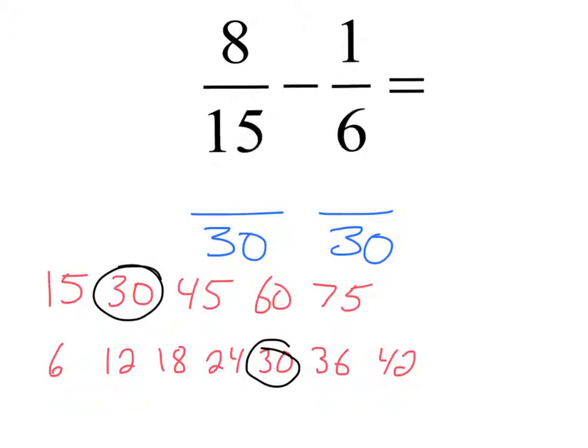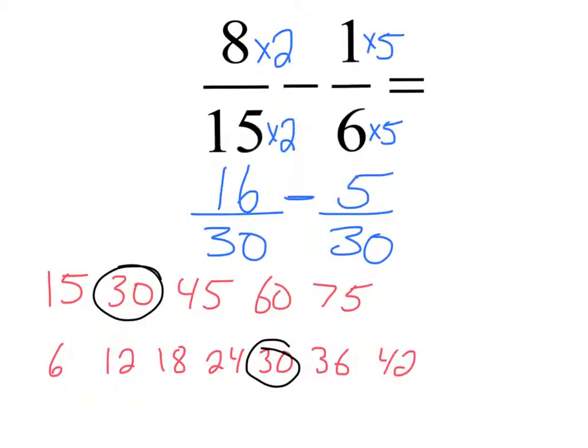Now I need to rewrite the numerators to go with it. Remember, the numerator has to change the same as the denominator in order for it to still be the same fraction, still equal to the same amount. To get from 15 to 30, I multiply times 2, so I do the same thing to my numerator and I get 16/30. To get from 6 to 30, I multiply times 5, so I do the same thing to my numerator and get 5/30.